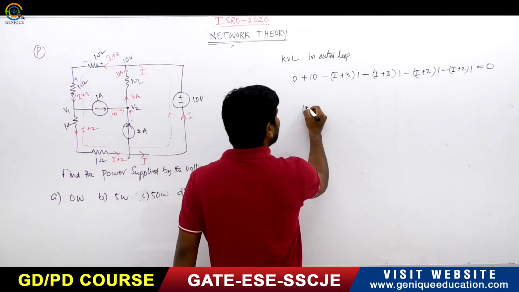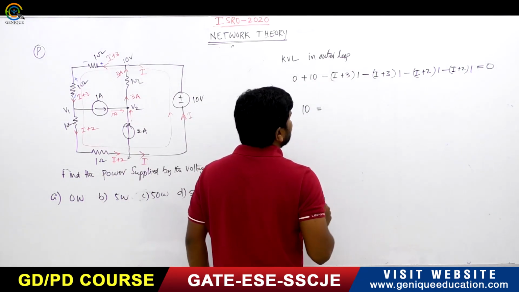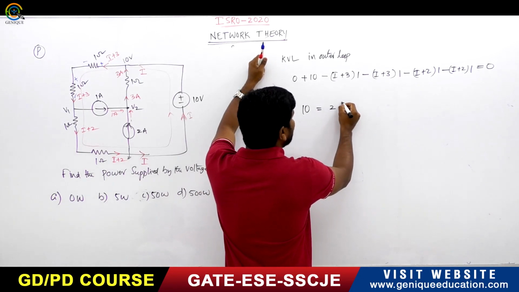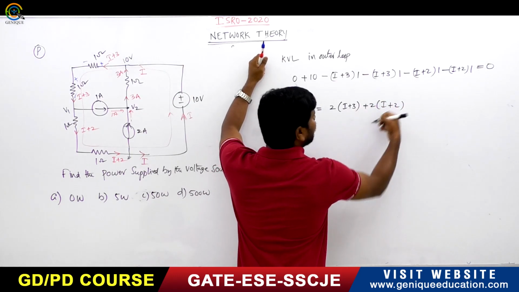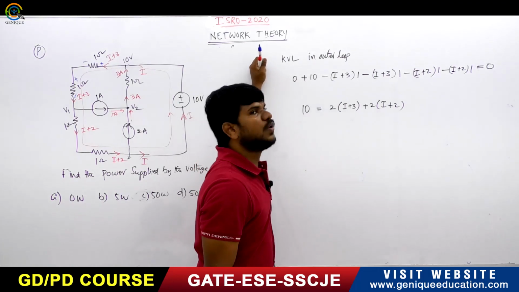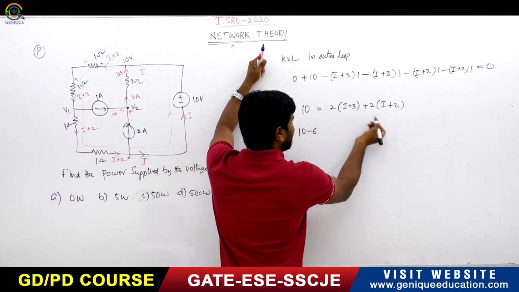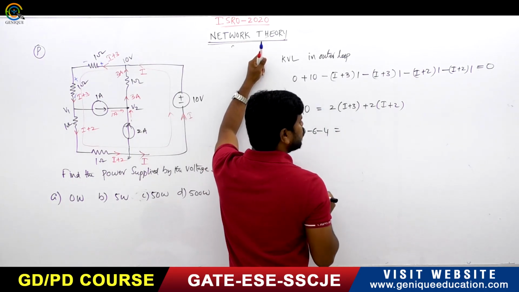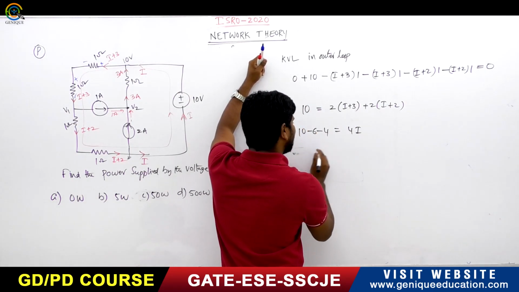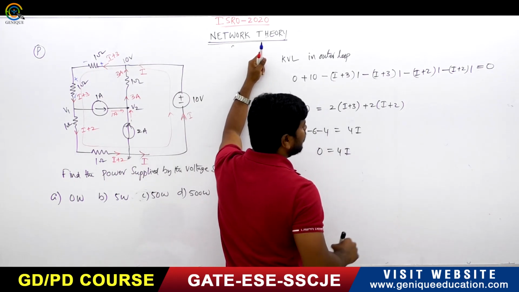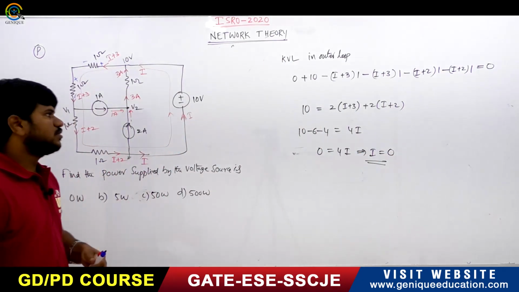Then what will be the answer here? So 10 is equal to how much? If you observe this, 10 equals 2 into I plus 3 plus 2 into I plus 2. So here you will get 10, this is minus 6, this is minus 4, equal to 4i. So from this, what is I? 10 minus 10 is 0, equal to 4i. So this implies I equals 0.